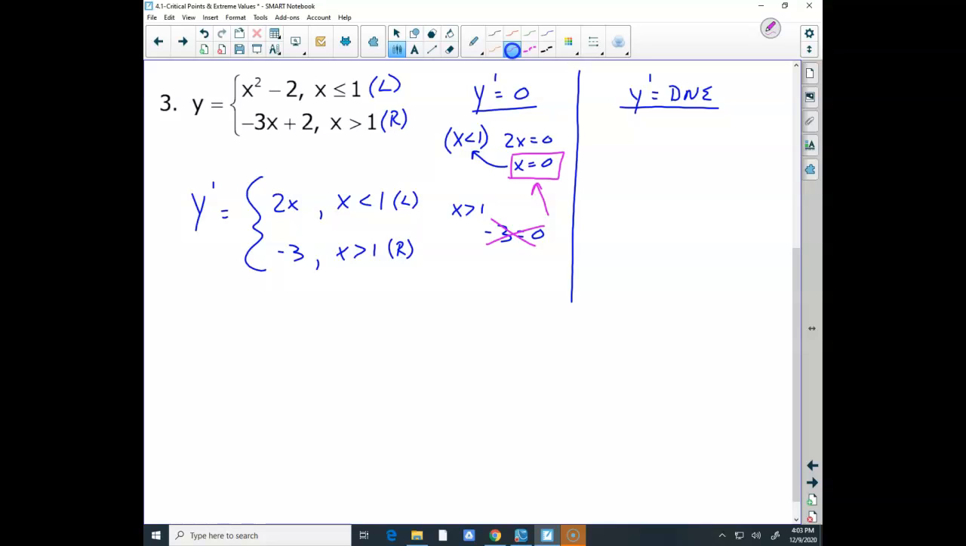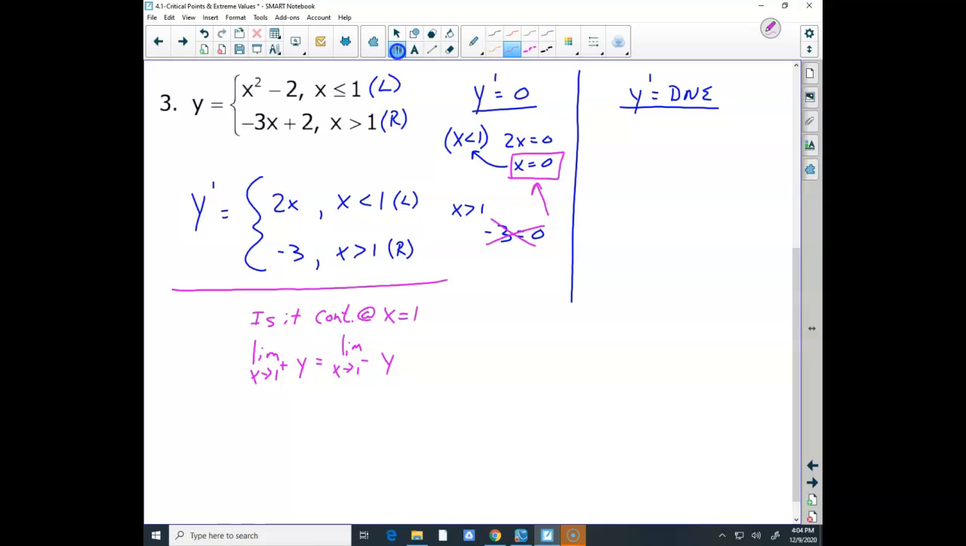Now, I need to see, does it exist? Okay, I have to check here. So first and foremost, is it continuous at x equals 1? Well, that makes me check the limit as x approaches 1 from the right of y. I'm just going to leave it as a y because that's how it was defined. Does that equal the limit as x approaches 1 from the left of y?